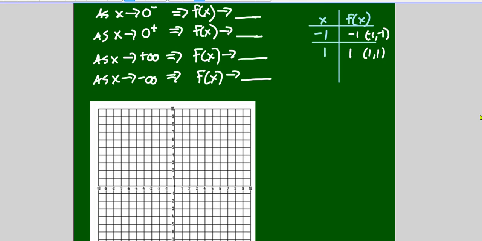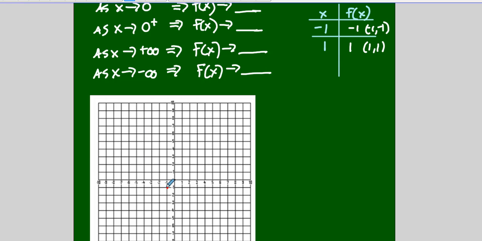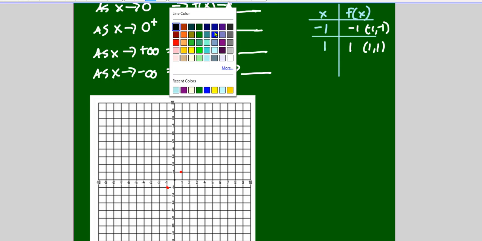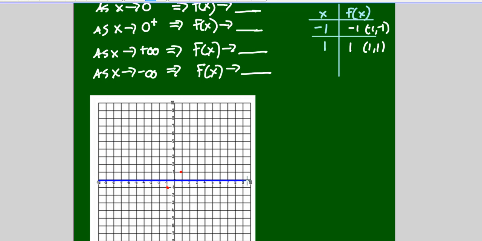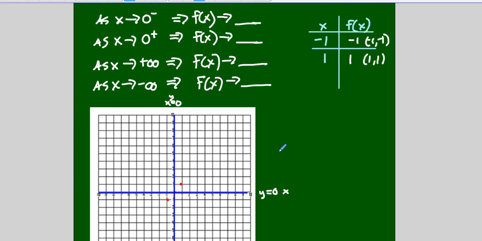So let's plot those points. We have -1, -1. We have 1, 1. Okay, and I'm going to highlight the x and y axes here, like so. Now, again, this is the x-axis. This is the line y equals 0. That's the x-axis. This is the line x equals 0. This is the y-axis. So we know these 2 points are on the graph.